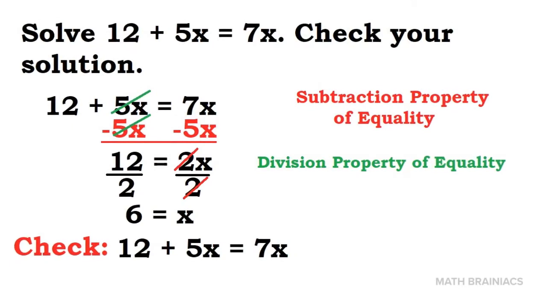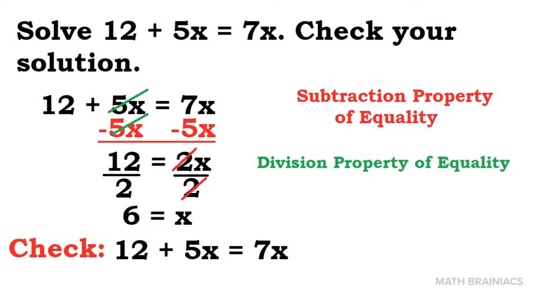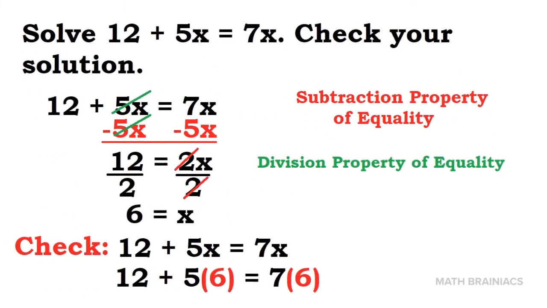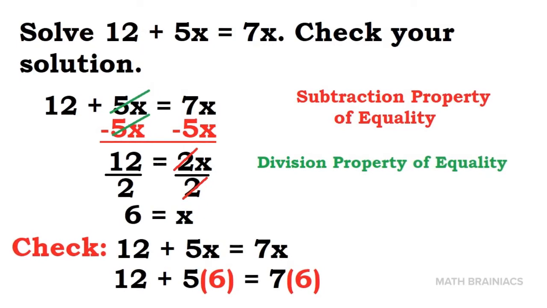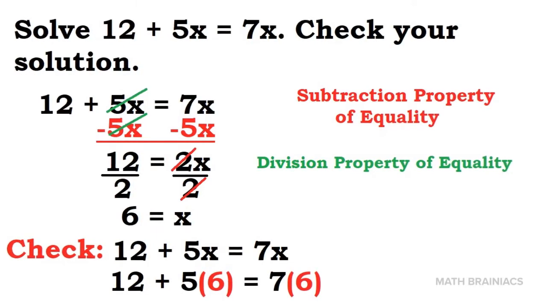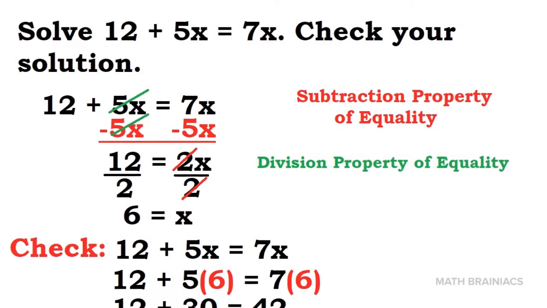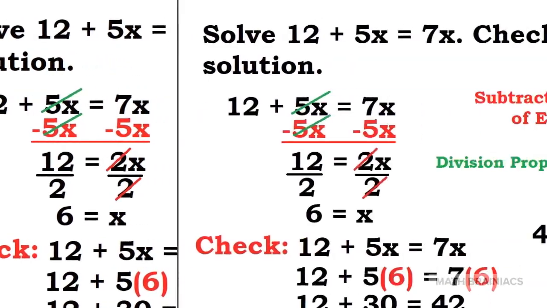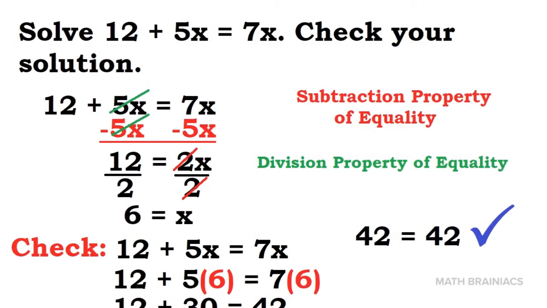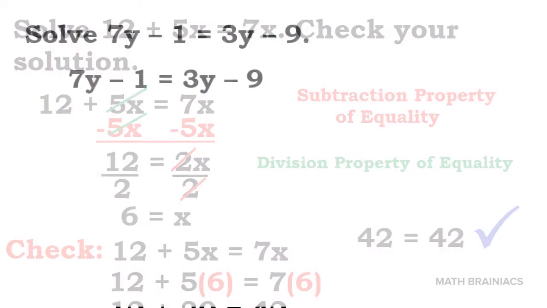Let us check now if our answer is correct. Let us rewrite the equation again. 12 plus 5x is equal to 7x. Substituting the value of x in the equation, it will give us 12 plus 5 times 6 is equal to 7 times 6. Subsequently, it will give us 12 plus 30 is equal to 42. And we come up with 42 is equal to 42. Therefore, our answer x is equal to 6 is correct.